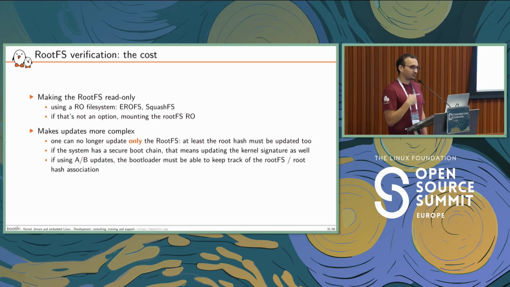The problem is you cannot do rootfs updates only, because if you change your rootfs, that means your hash tree is different. That means your root hash is different, and your root hash should be verified before, right? And so the signature that you're using to authenticate your kernel is different, and so you have to propagate, because secure boot is a chain. You sort of have to propagate the update of the chain. And if you have A/B updates, and the root file systems are different, then you need to make sure that the bootloader can keep track of which root file system goes with which root hash, right? So it does make updates a bit more complicated.